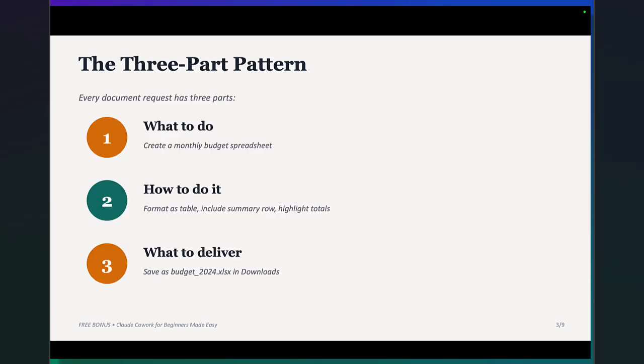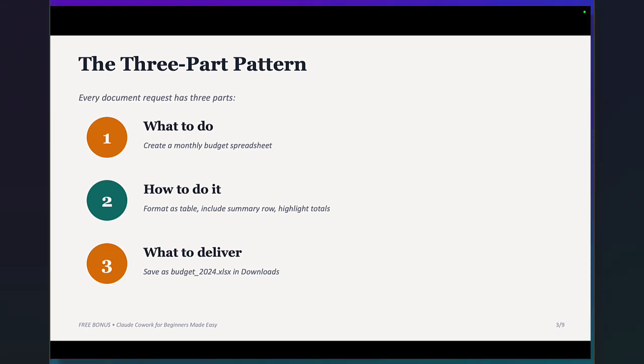So, when you think about telling Cowork a document or a file that you want, right? If you're requesting a document, there's three things that you should be thinking about as you prompt Cowork. The first one is, of course, what do you want Cowork to do? What do you want it to create for you? Now, one example would be create a monthly budget spreadsheet. That is already pretty good context because we say it's monthly, we know it's a spreadsheet, and that it's kind of based on budget. So that will help Cowork to already know roughly what that file should look like.